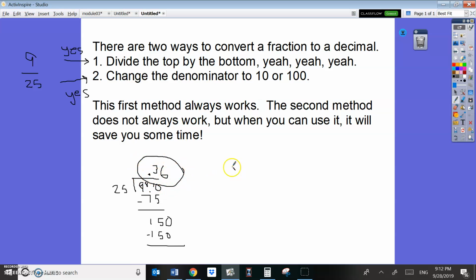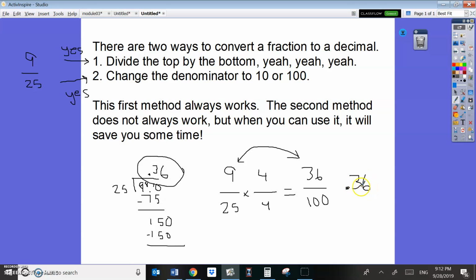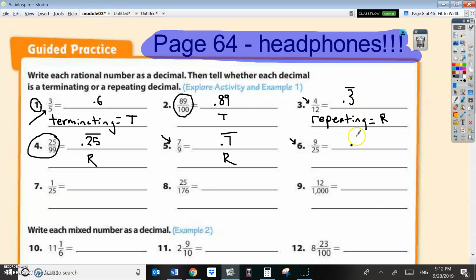Okay, but look at this. 9 over 25. Multiply the whole thing by 4 over 4, and you get 36 over 100, which is the same. These equal each other. And then 36 over 100 is 36 hundredths, which is the same as this right here that we just found. And it's a terminating decimal because it stops.